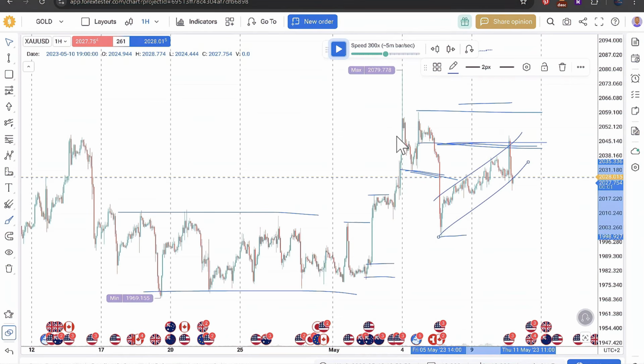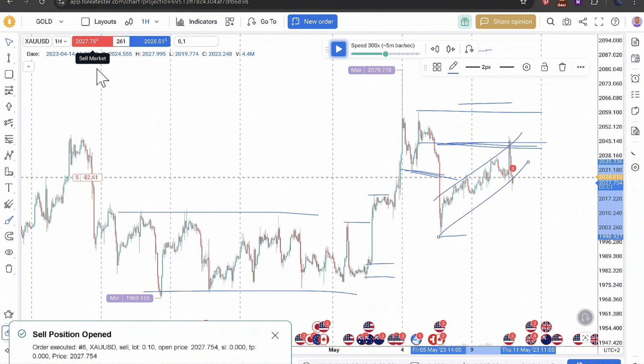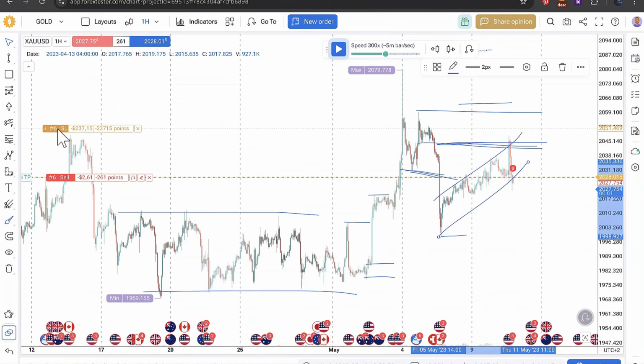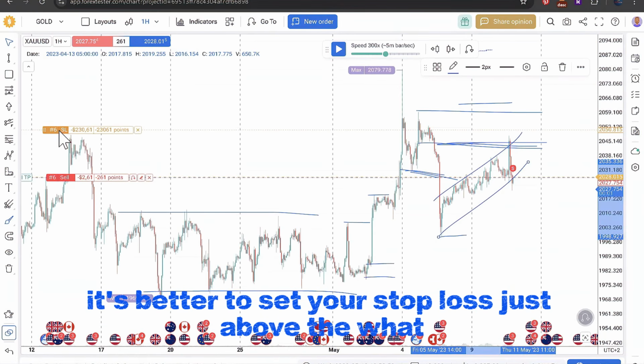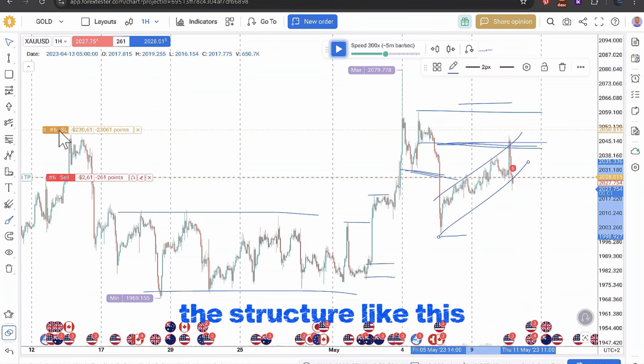So this is what you are doing. And if you are using Forex Tester here, you can press sell here on this particular order. After placing your sell, you can see sell position opened, and after doing that, you can set your stop loss. And if you are going to be using this method of waiting for a confirmation, it's better to set your stop loss just above the structure like this.